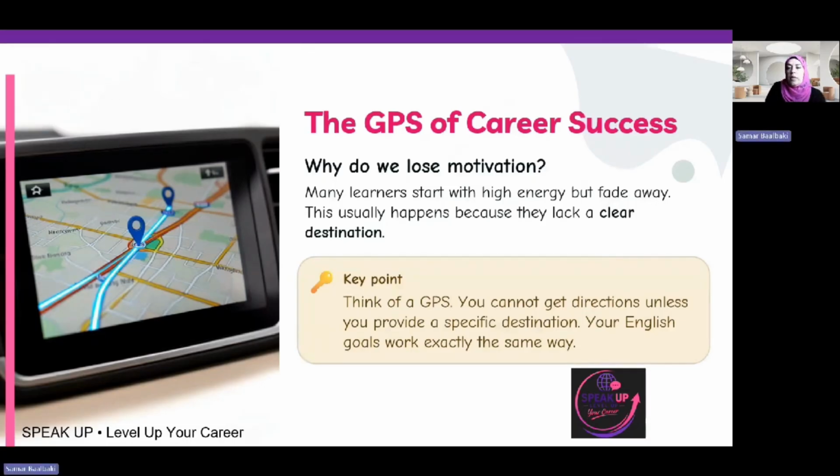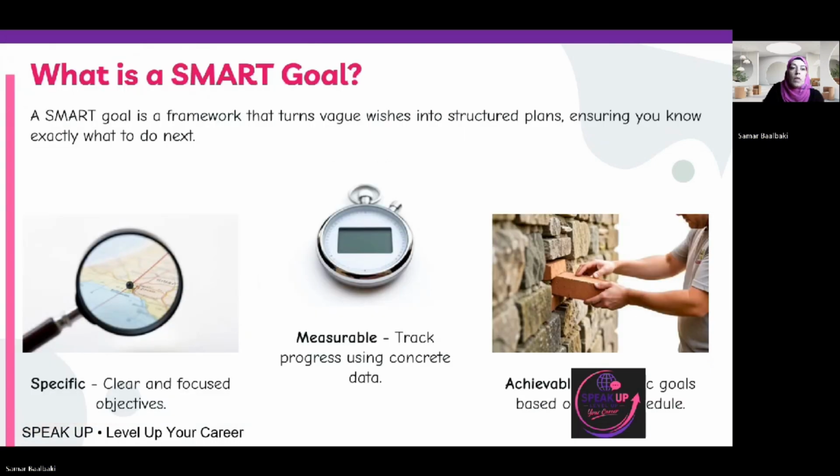So why do we lose motivation? Many learners start with high energy, but eventually it fades away. And this usually happens because they lack a clear destination. So just like with a GPS, if you don't enter your current location and the location you want to be, it can't take you there, right? You have to give it the exact address of where you want to go. And your goal works the same way.